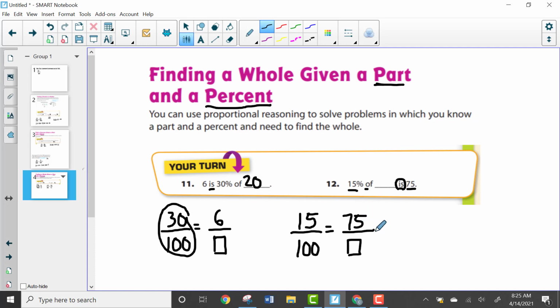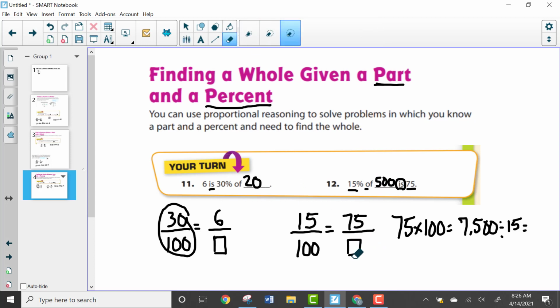And since this is a part of it, we have that part, 75, here at the top. The total would be at the bottom there. So what we do, multiply 75 times 100. Again, cross multiply. That gives us 7,500. And we take that 7,500 and we divide it by that other number, which is 15. And we can see that 15% of 500 is 75. Now we can put 500 right here.